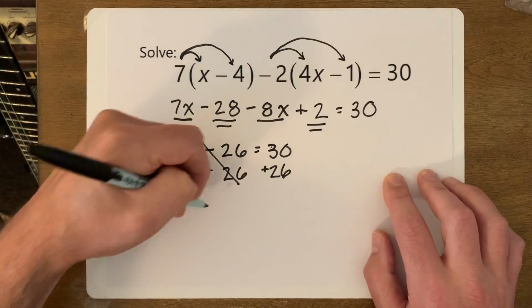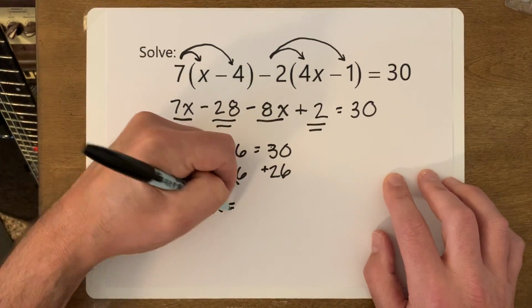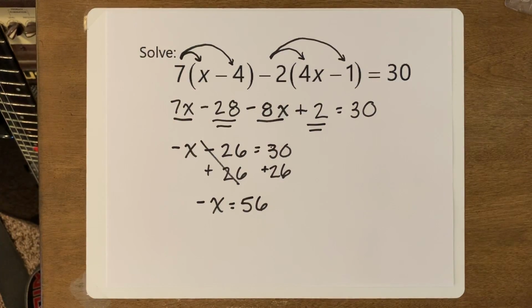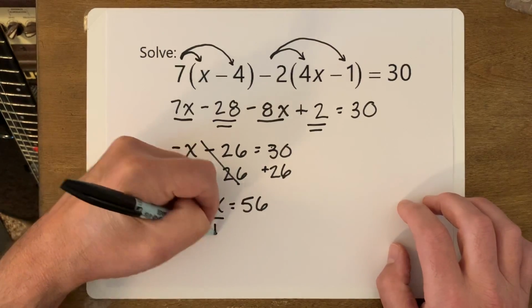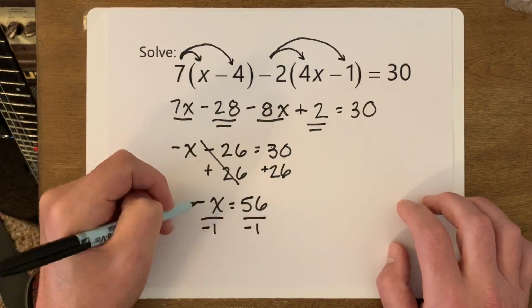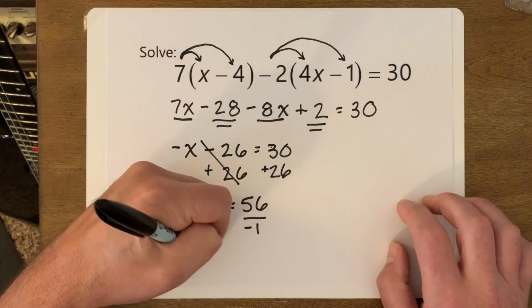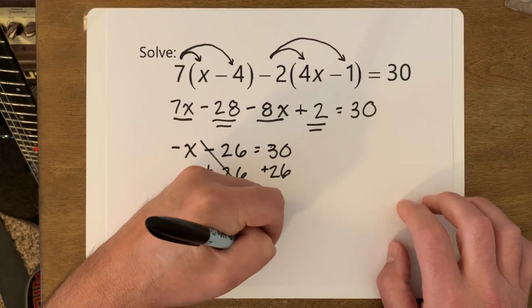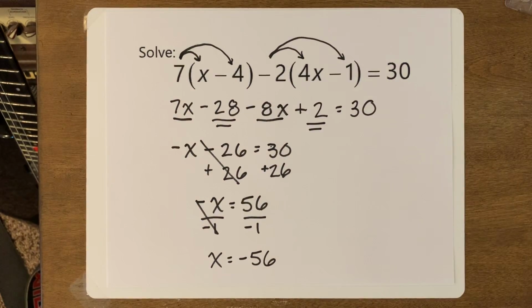Those cancel. I bring down my negative x equals 56. So, but x doesn't equal 56. Negative x equals 56. So now I do need to divide by negative 1 to get rid of that negative, and now x equals negative 56. And since that's a negative number, that would be a good geometry problem because most of those x values, most of the time, will be positive when you get done solving for x.